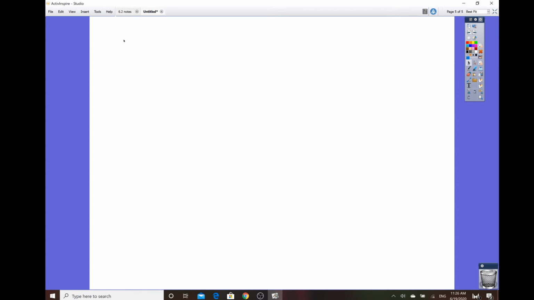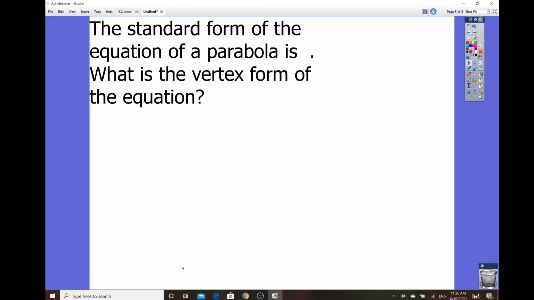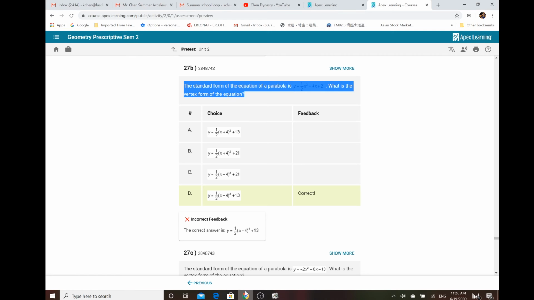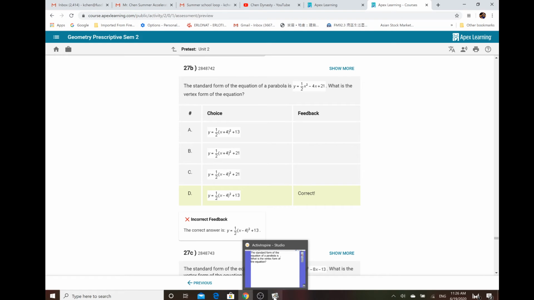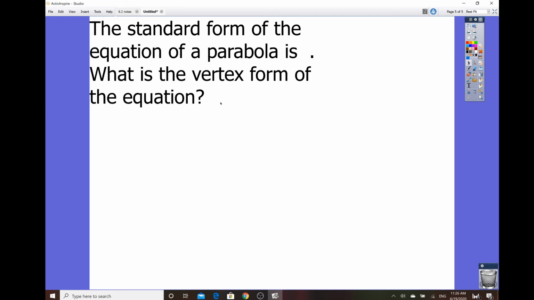Okay, let's see, it's going to take a little bit of time here. Copy and paste. I had to do it twice. One is for the instruction, the other one is for the image. Again, the one that's given here is just the standard form. The standard form of a parabola. So we got y equals 1/2 x squared minus 4x plus 21.